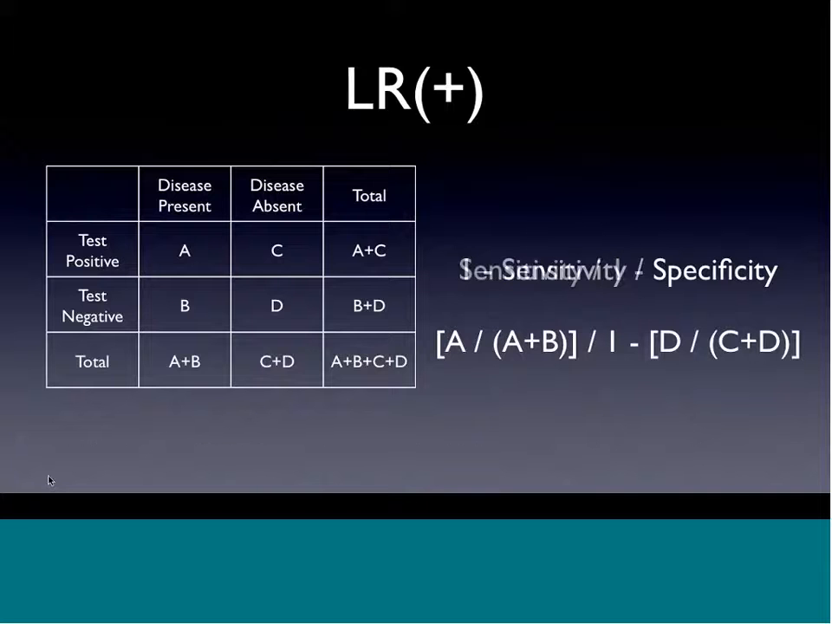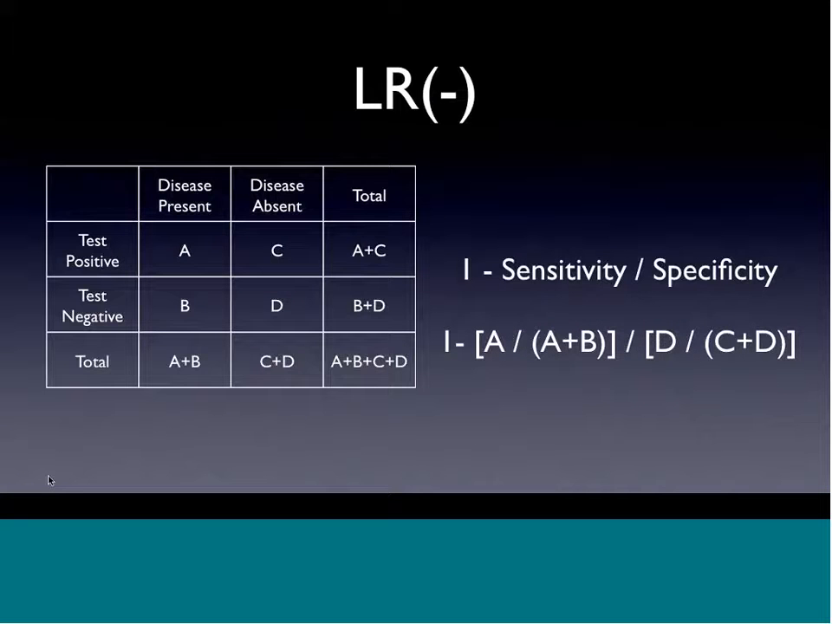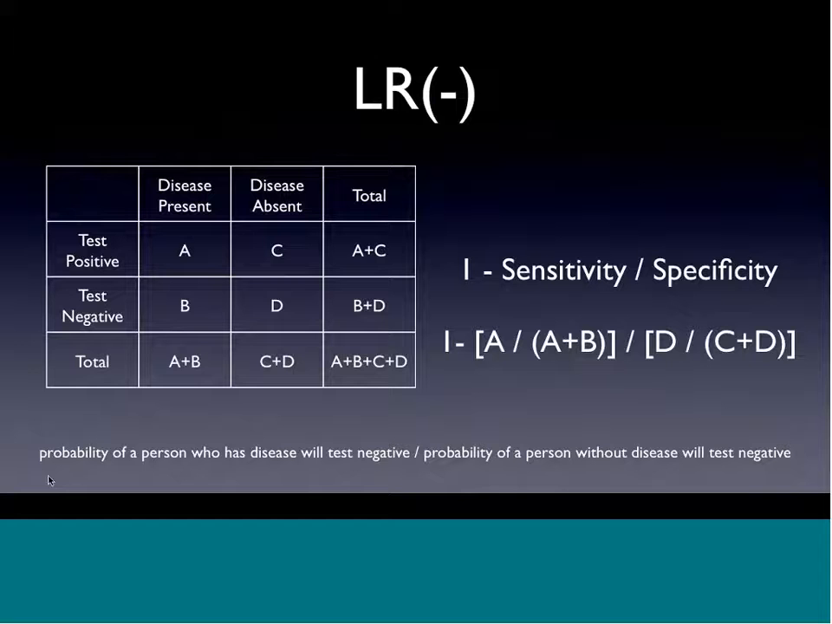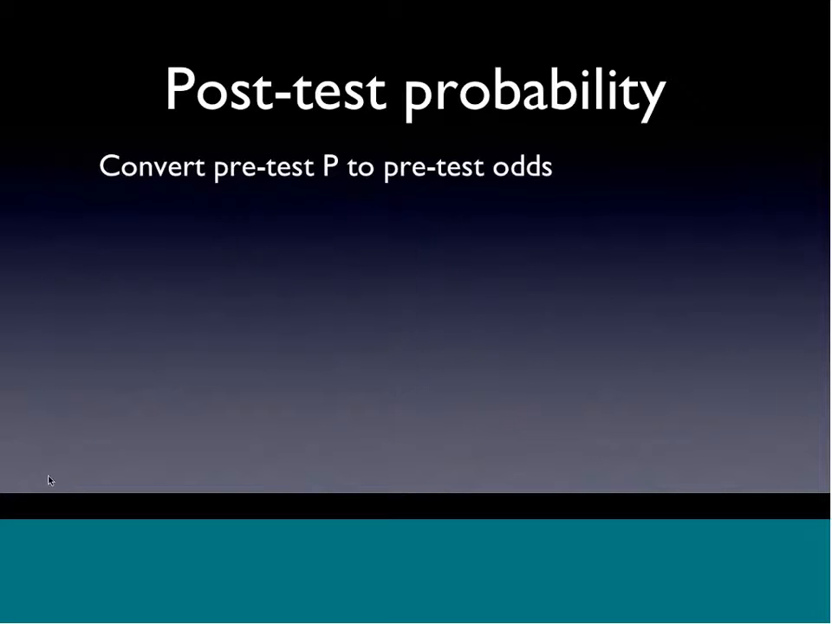So I'm pretty sure you can predict what negative likelihood ratio will be calculated from, and it's basically 1 minus sensitivity divided by specificity, or the probability of a person who has disease having a negative test divided by the probability of one without the disease having a negative test. So we'll go back to that.